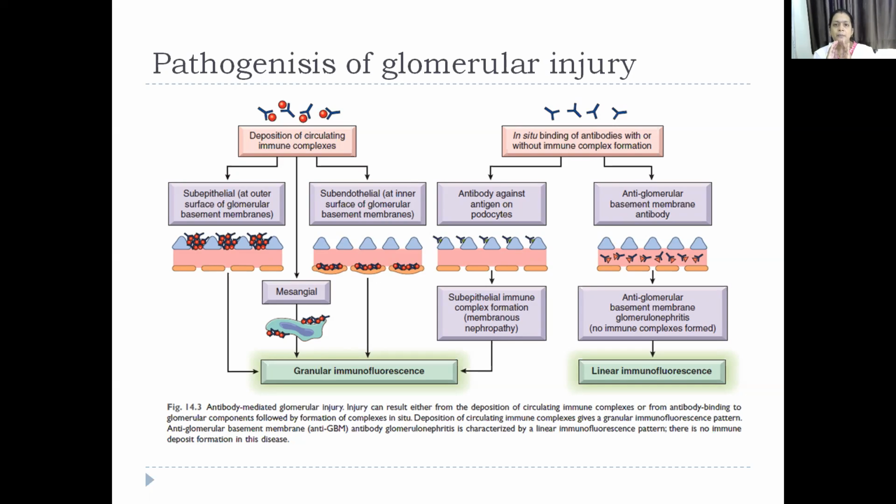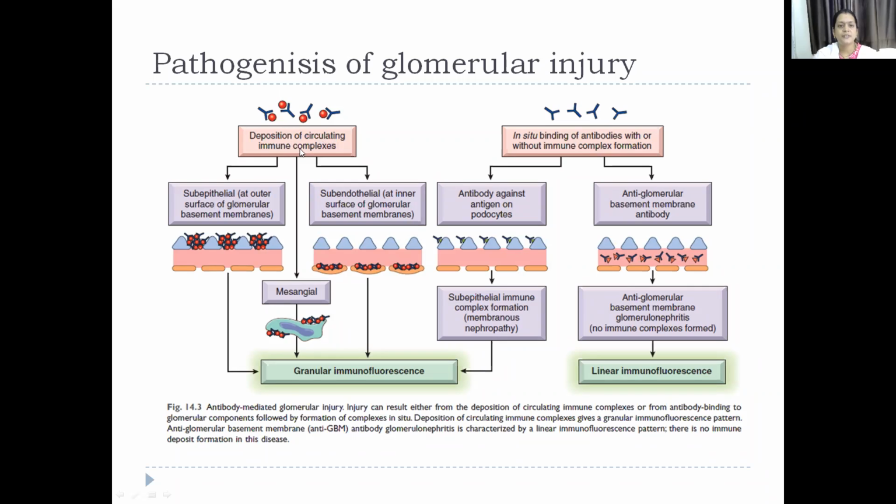So the immune mechanism here is that the antibody goes and attaches to the antigen which is already present there, or planted there, or it is already forming an antigen antibody complex and the complex is circulating in the blood, and then it comes and incites an injury in the kidney. In this way, we have different diseases related to the antibody mediated injury, right? We'll be discussing that here in this picture.